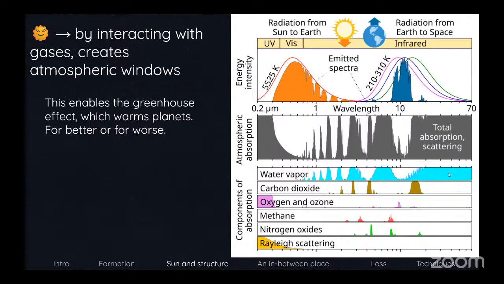So if you were to go further out to the right on this middle panel, you would see another window out in the radio, right? Because we can use radio down on the ground to communicate, even to do astronomy. We have a window here in the IR where we're radiating. And then, of course, we have windows here in the visible so we can actually see things, which is great.